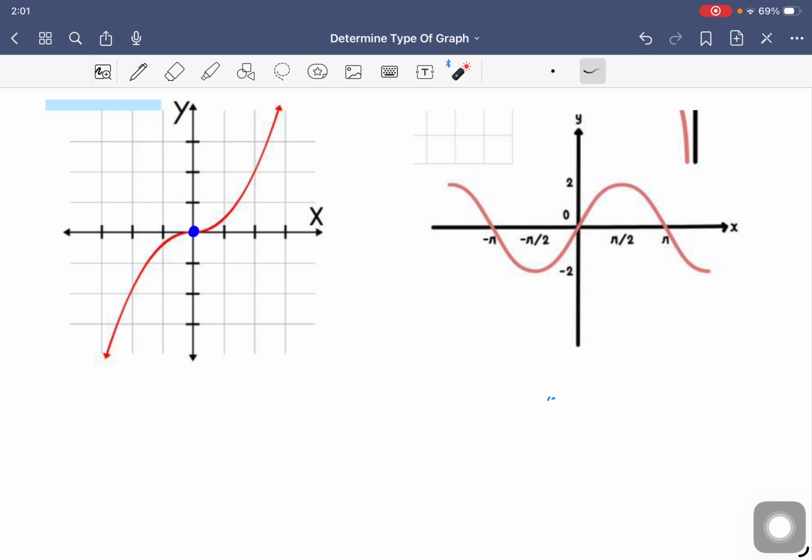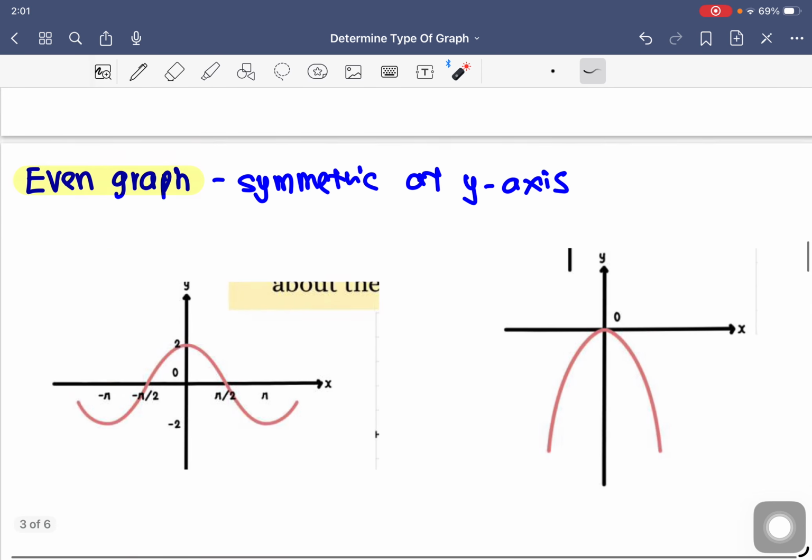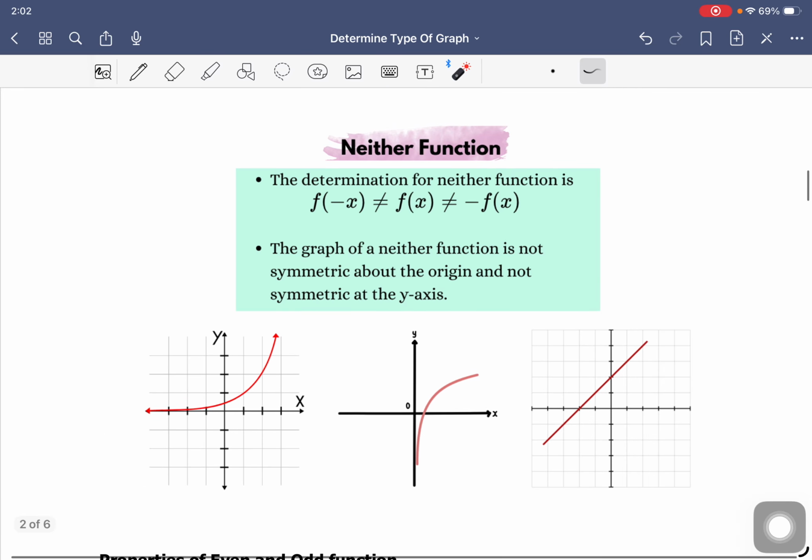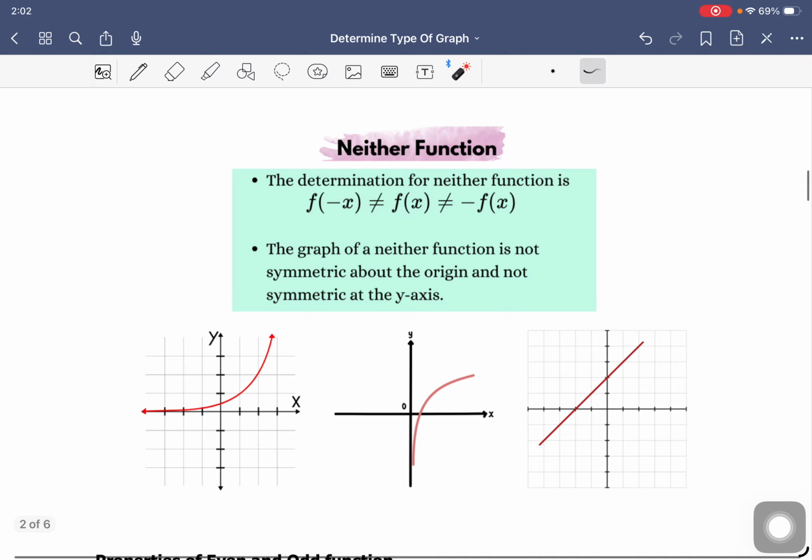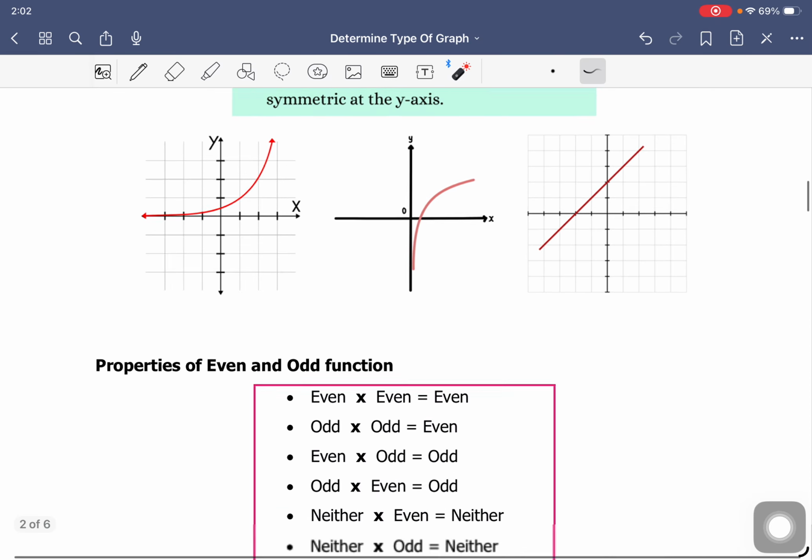Okay, now we go for the last graph, which is the neither graph. For the neither graph, the graph is not symmetric about the origin and it is also not symmetric about the y-axis. It means that the graph on the left hand side and on the right hand side do not have the same pattern.